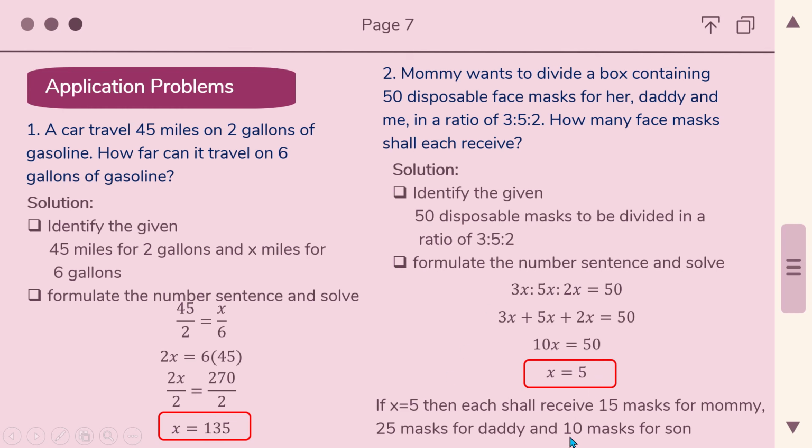So there are only 10 masks intended for the son, 25 masks for daddy, and 15 masks for mommy. Okay?